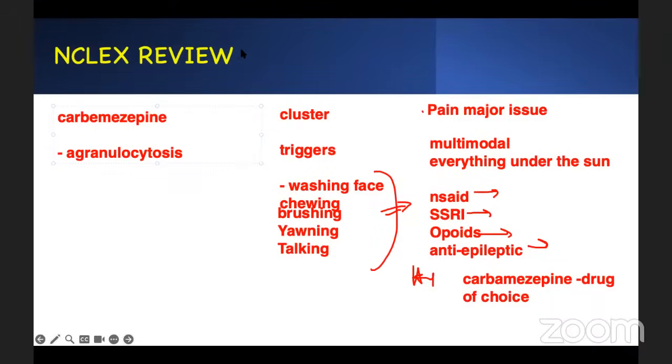Now, this is your select or apply, teaching and education. It's a no-brainer, right? You just look at it. If washing your face triggers the pain and causes more problems, what do you say? Don't wash your face. Don't. No massaging.